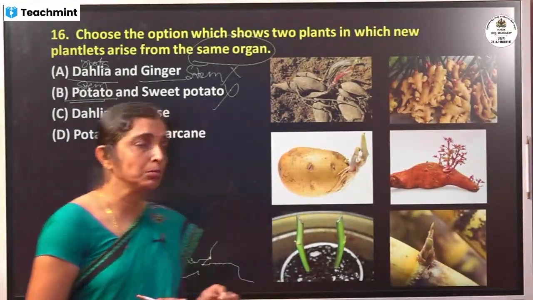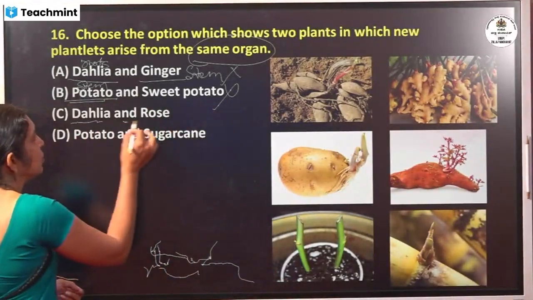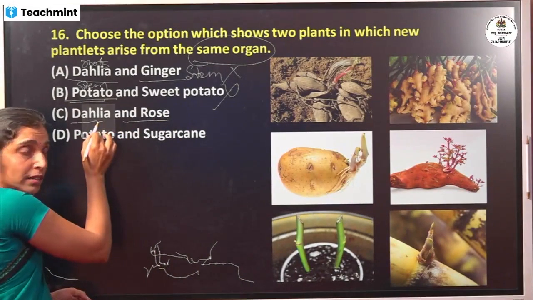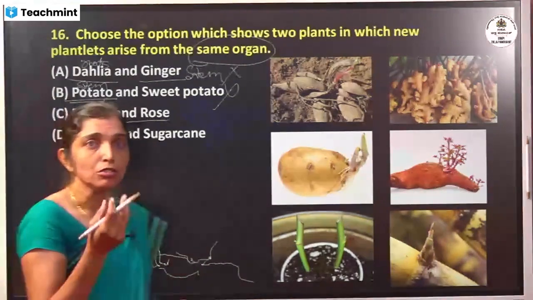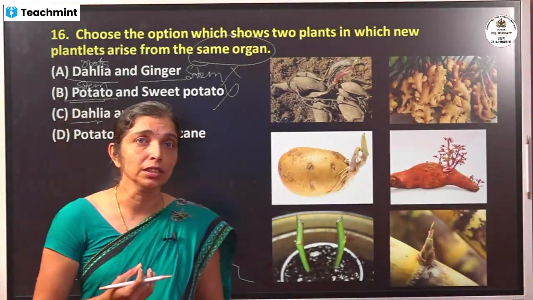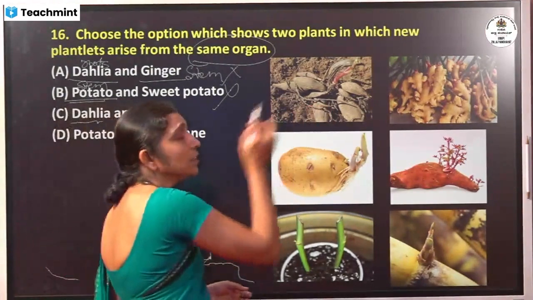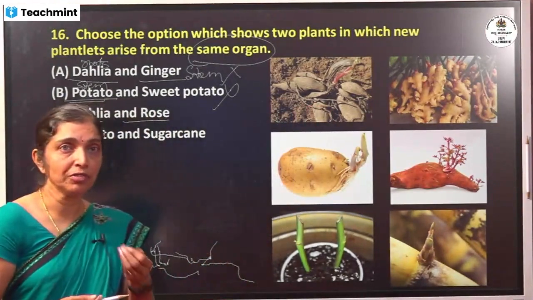Coming to the third option, dahlia and rose. As we have already discussed, dahlia is a flower, isn't it? So this dahlia that is there, it grows from your tubers. So here we have, they are the root modification. They come from the roots.